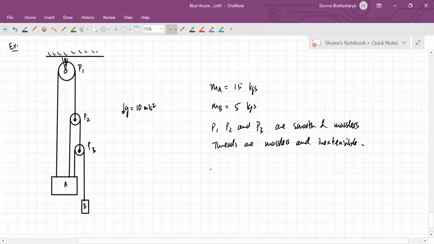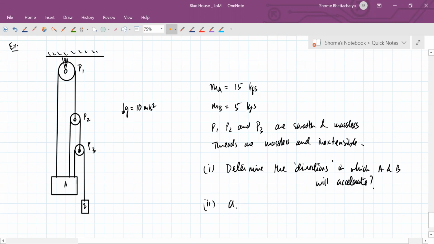Okay. So first of all, determine the directions in which A and B will accelerate. Okay. And then determine the ratio of their accelerations, and then from that determine their accelerations itself in meters per second square.